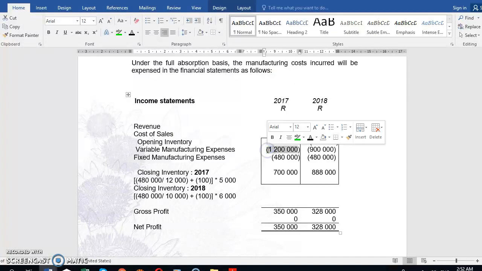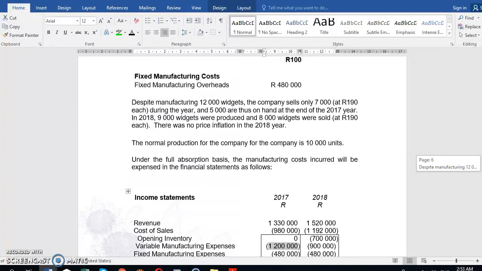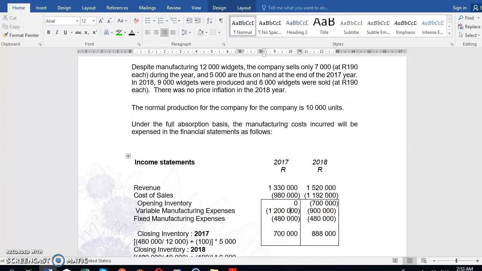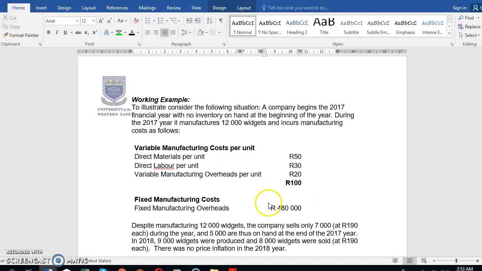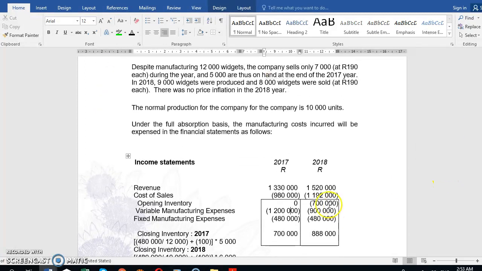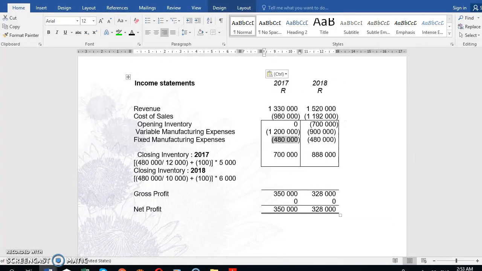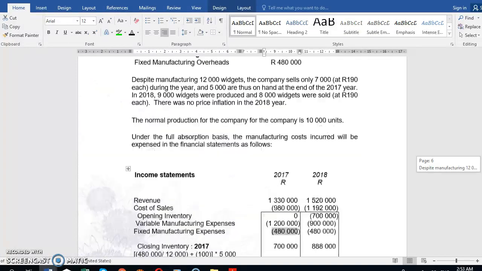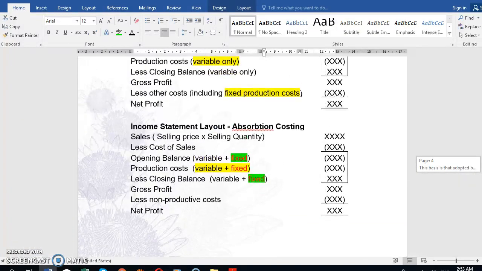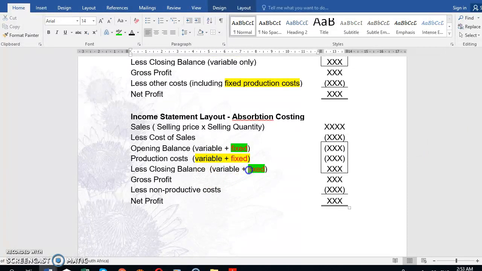Okay, remember under absorption costing I'm doing variable plus fixed. The variable part is the variable cost per unit, because variable cost changes with production. So variable cost per unit of 100 times by 12,000 units, and that gives me the 1.2 million, and the fixed cost was given to me of 480,000. Okay, so that's over there. Alright, now the important part, the closing stock. So just a reminder, closing stock will consist of variable and fixed. The variable part is easy because the variable part is 100 Rand per unit.